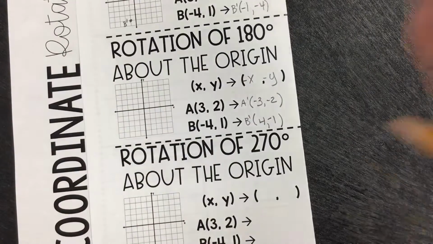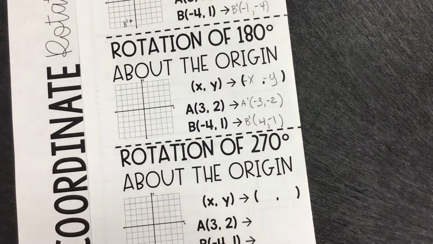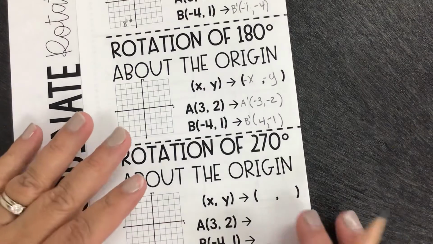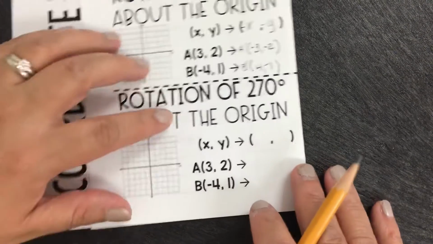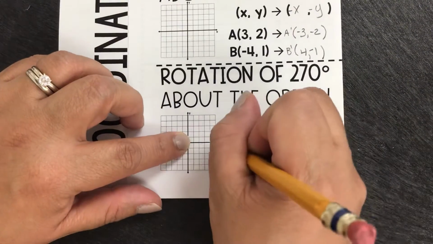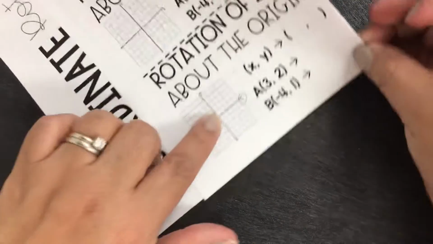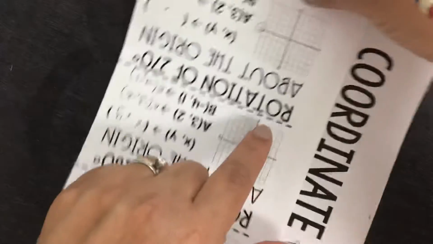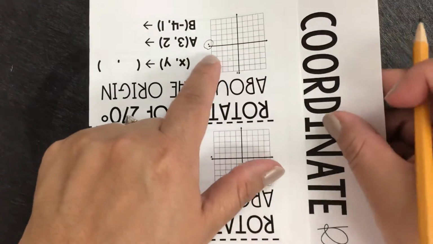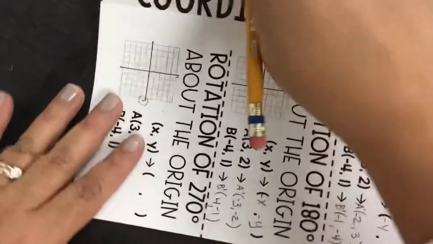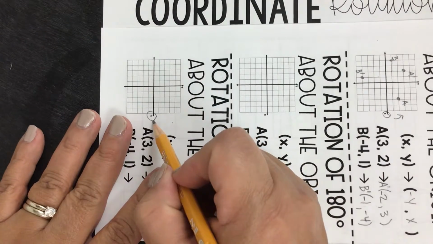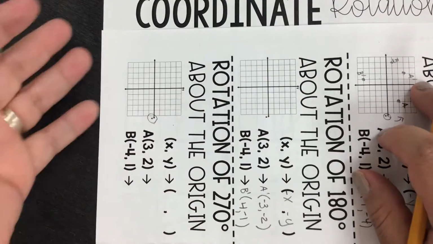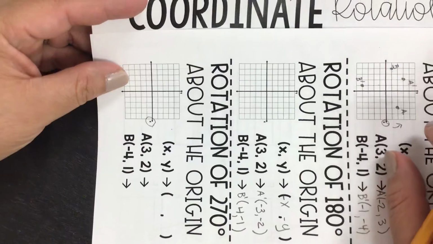Then this would look like I moved it 180 degrees. Then 270: if you focus on this one right here, if I make it look like it's going to the top, it's 90. If I make it go to the other side, it is 180. Then one more looks like it went all the way to the bottom of the graph, and that is 270.